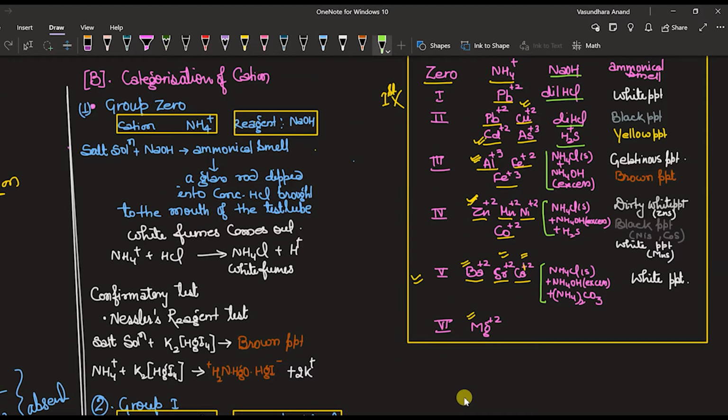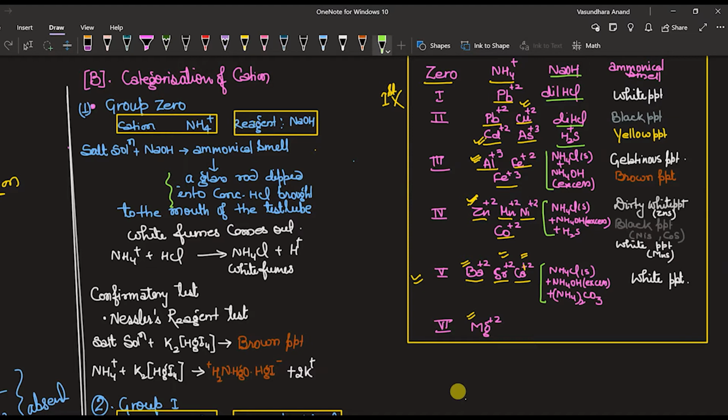For a start, we will do group 0. Group 0, the cation is NH4+, and the reagent, as I have told you, is NaOH. So we will take the salt solution, add NaOH, and we'll get the ammoniacal smell. Sometimes in the chemistry lab there are already so many smells that we cannot identify this ammoniacal smell. So you just add NaOH to the salt solution and directly do this step.